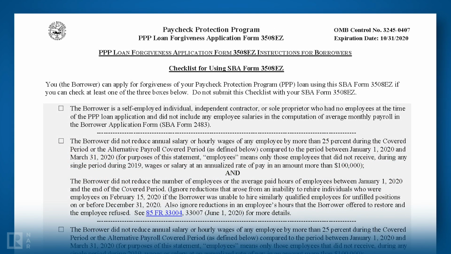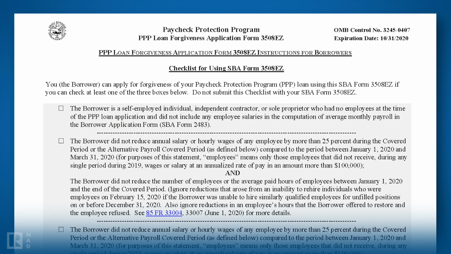Now let's go over the three categories of borrowers that may use the Form 3508EZ to apply for loan forgiveness. First, a borrower can use Form 3508EZ if the borrower is a self-employed individual, independent contractor, or sole proprietor, and the borrower had no employees at the time of its PPP loan application, and the borrower's PPP loan application form calculations did not include any employees' salaries.